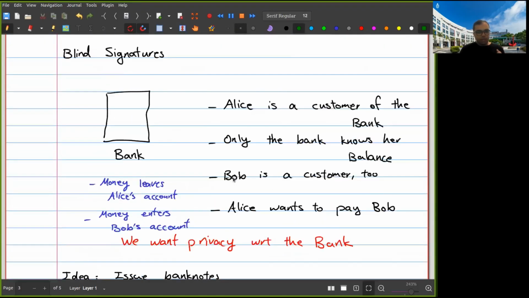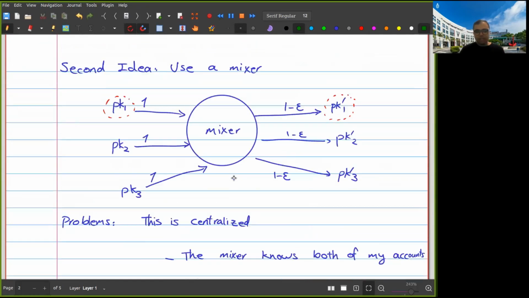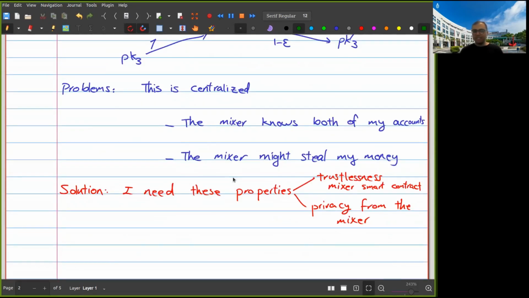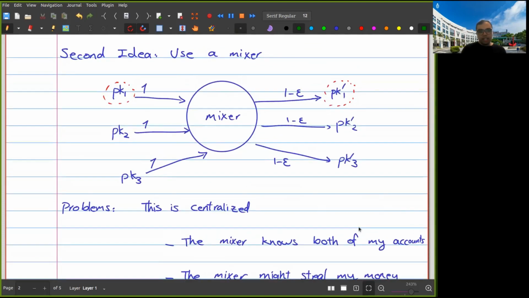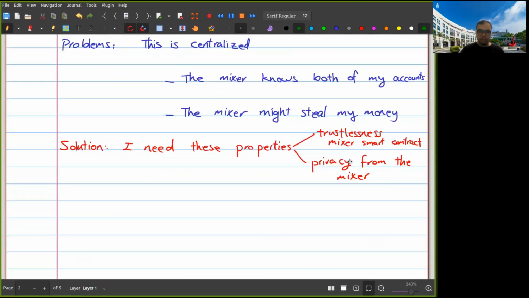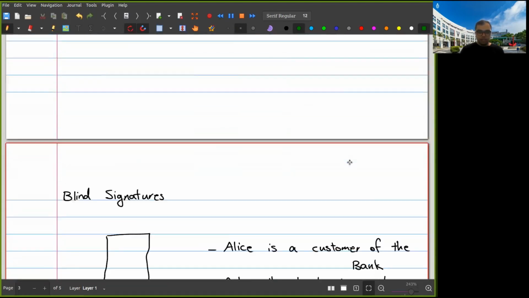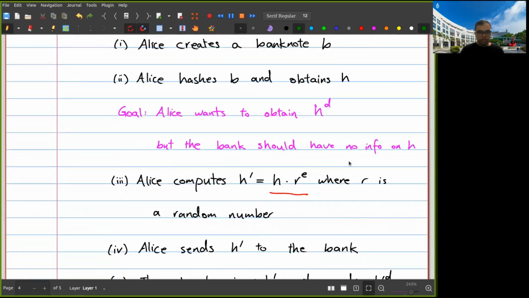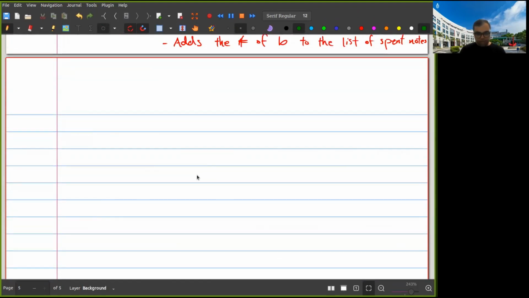Let's go back to our main topic. And our main topic was how to have a mixer. So I want to have a mixer like this. I want to have it as a smart contract because I want it to be trustless. And I want to also have privacy from the mixer. So the idea here is that I have a bunch of Alices who are putting money into the mixer, and I have a bunch of Bobs who are taking money out of the mixer. But I don't want the mixer to be able to connect these identities together. Okay? So I'm going to have a mixer, which is a smart contract now.